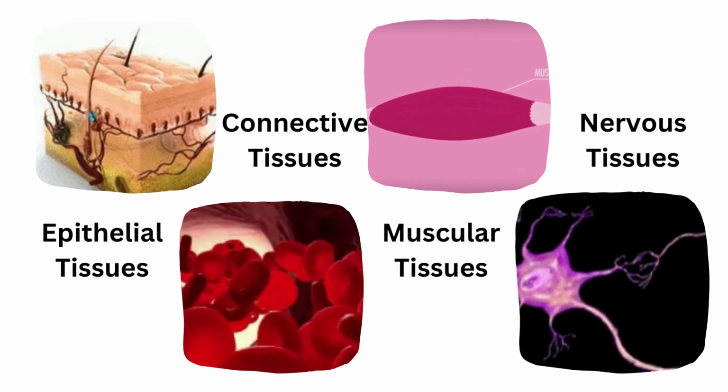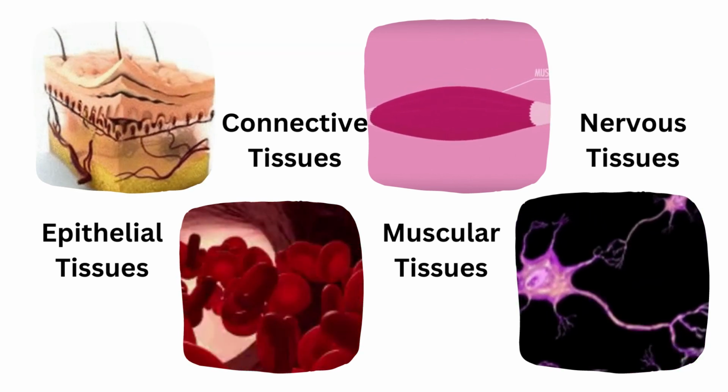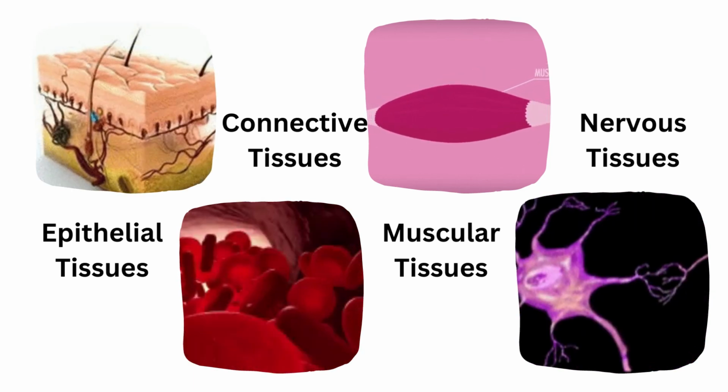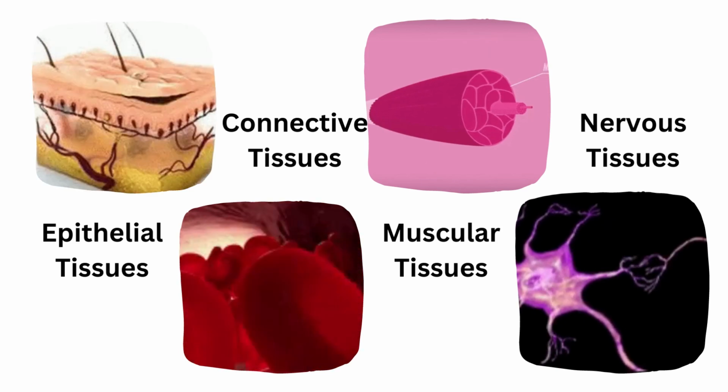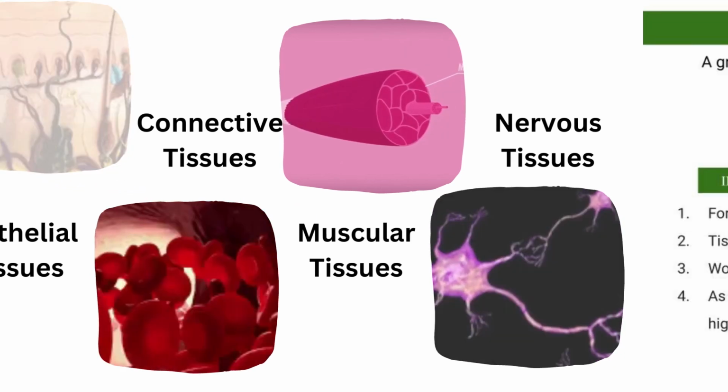For example, in the human body, the epithelial tissue lines the surfaces of organs and body cavities, providing protection and allowing for absorption and secretion. Connective tissue provides support and connects different parts of the body, while muscle tissue enables movement and generates force. Nervous tissue allows for communication and coordination throughout the body.